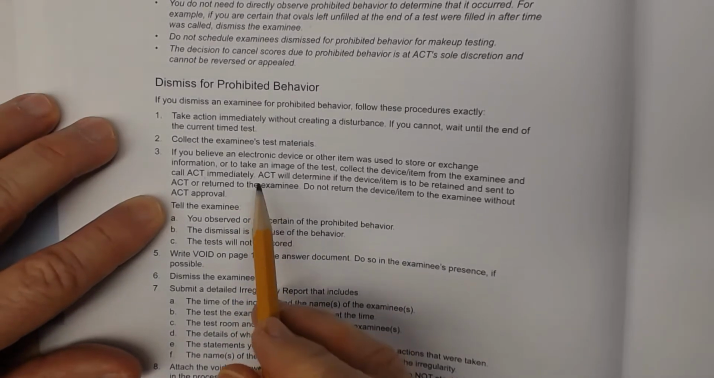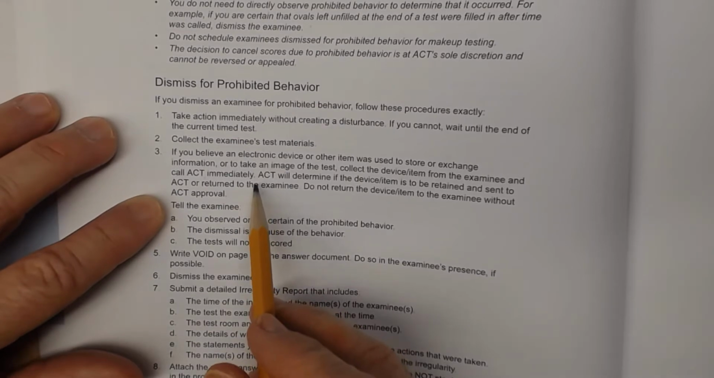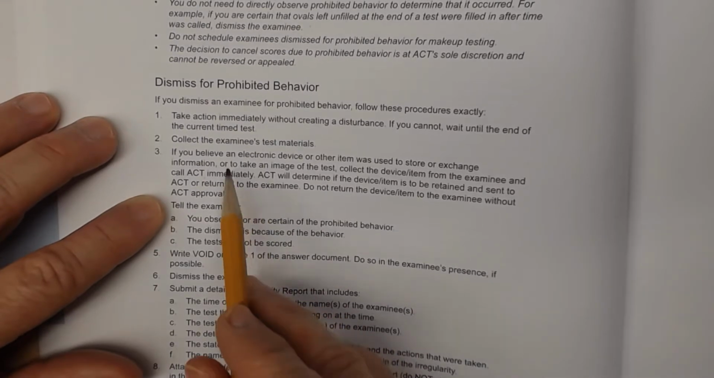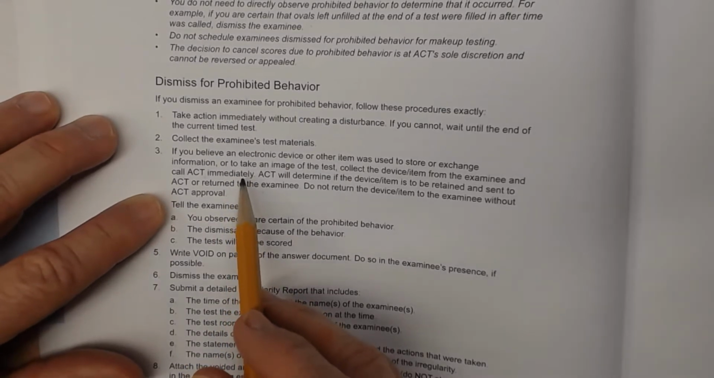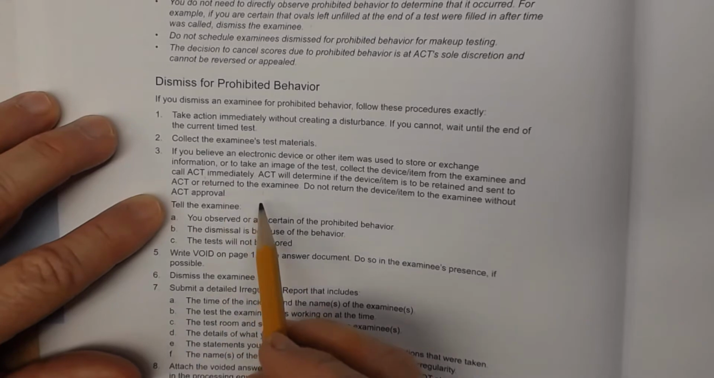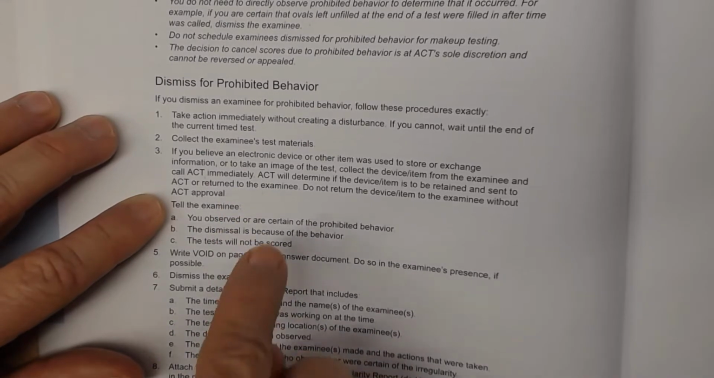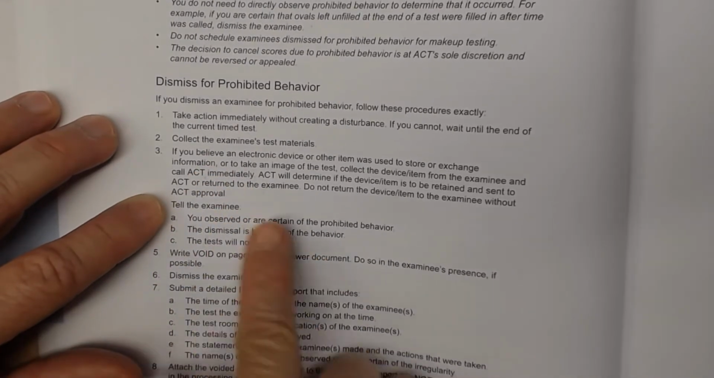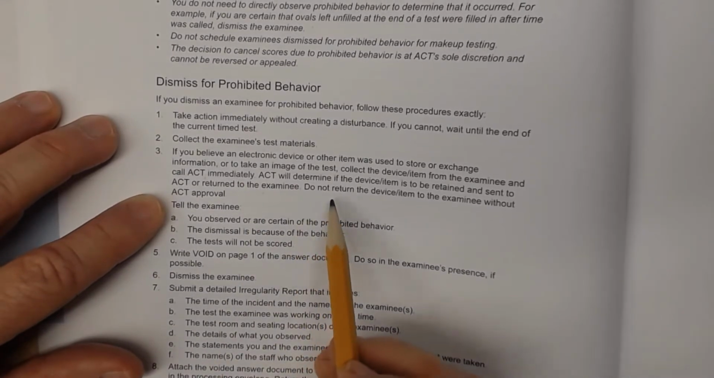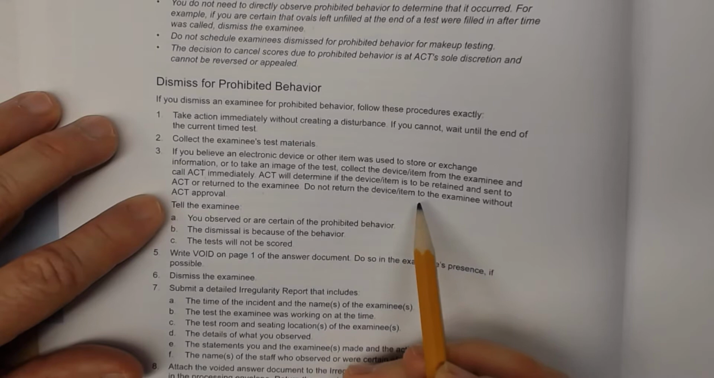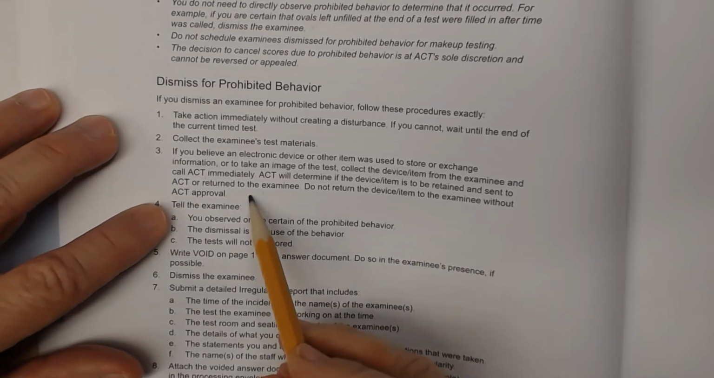It is important, and sometimes it happens, that no student or employee has a cell phone. So if you're a room supervisor or proctor, you cannot have a cell phone either. No one in the room should have a cell phone. So it's important that all cell phones be removed prior to entering the test room. Do not return the device or item to the examinee without ACT approval.